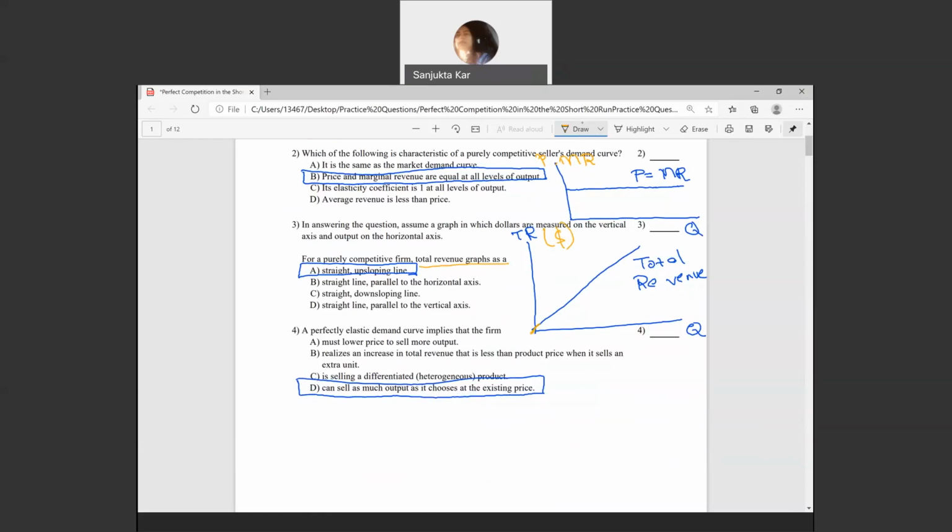Question number 4, a perfectly elastic demand curve implies that the firm can sell as much output it wants to at the existing price. So this is the demand curve. This is horizontal. That means this is perfectly elastic.